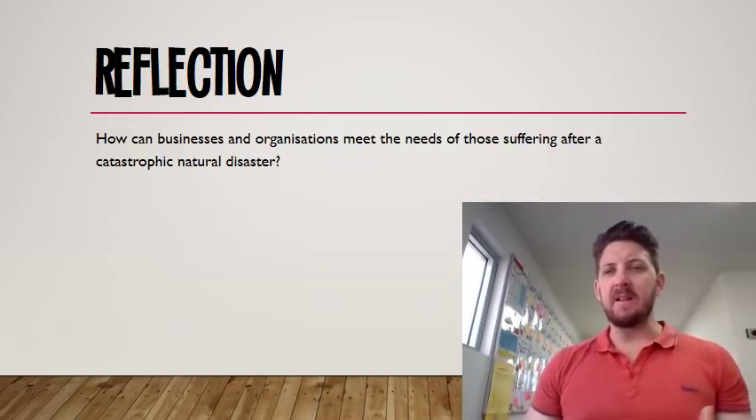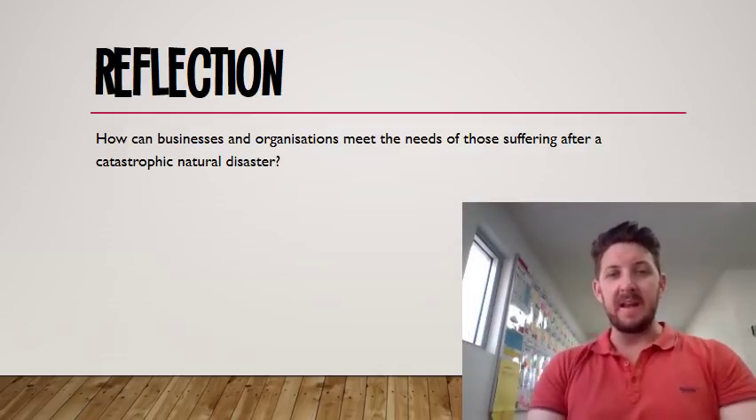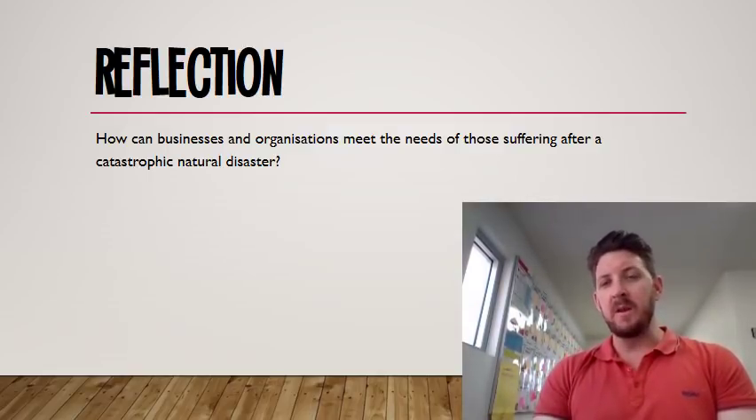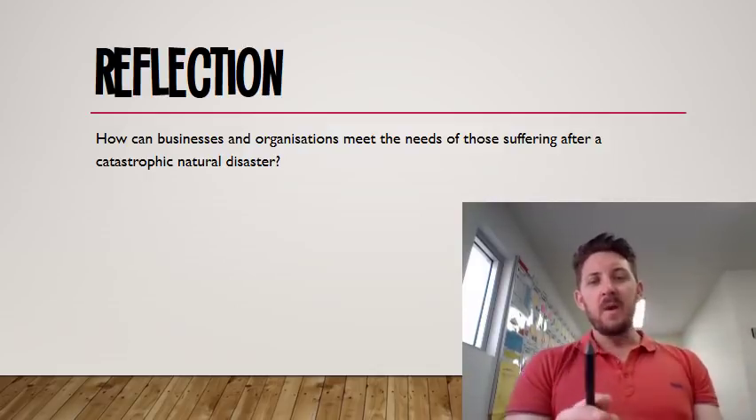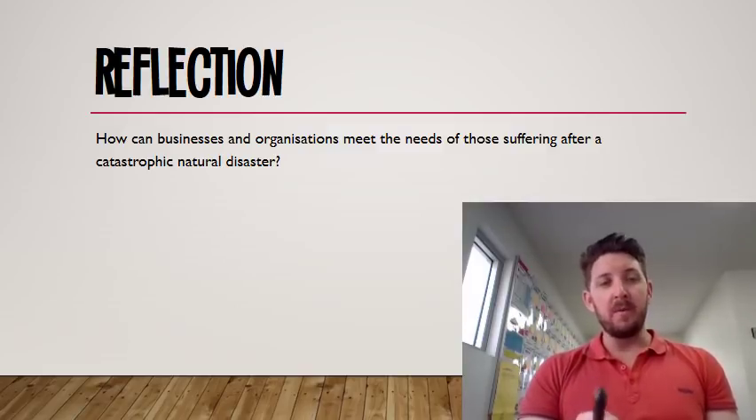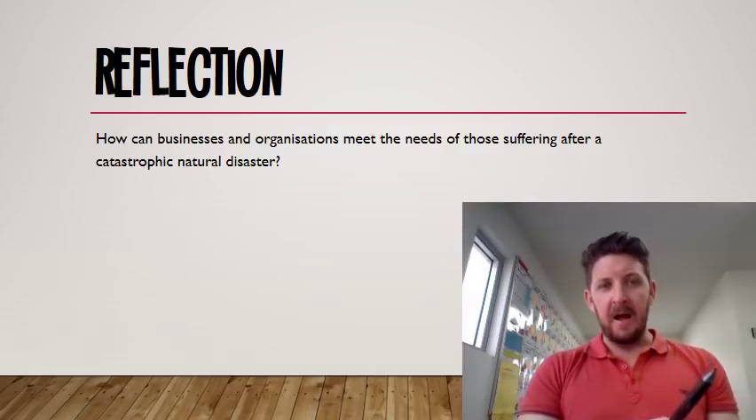Gents, let's do our reflection now. At the end of every lesson, we're going to come back to the same question. How can businesses and organisations meet the needs of those suffering after catastrophic natural disasters? Now, we know that when natural disasters come about, a lot of the primary industries will be hurt, because there's no raw materials or the raw materials get damaged. Then what happens is obviously buildings are destroyed, and our secondary businesses are unable to get their raw materials from the primary businesses to be able to keep their jobs afloat.